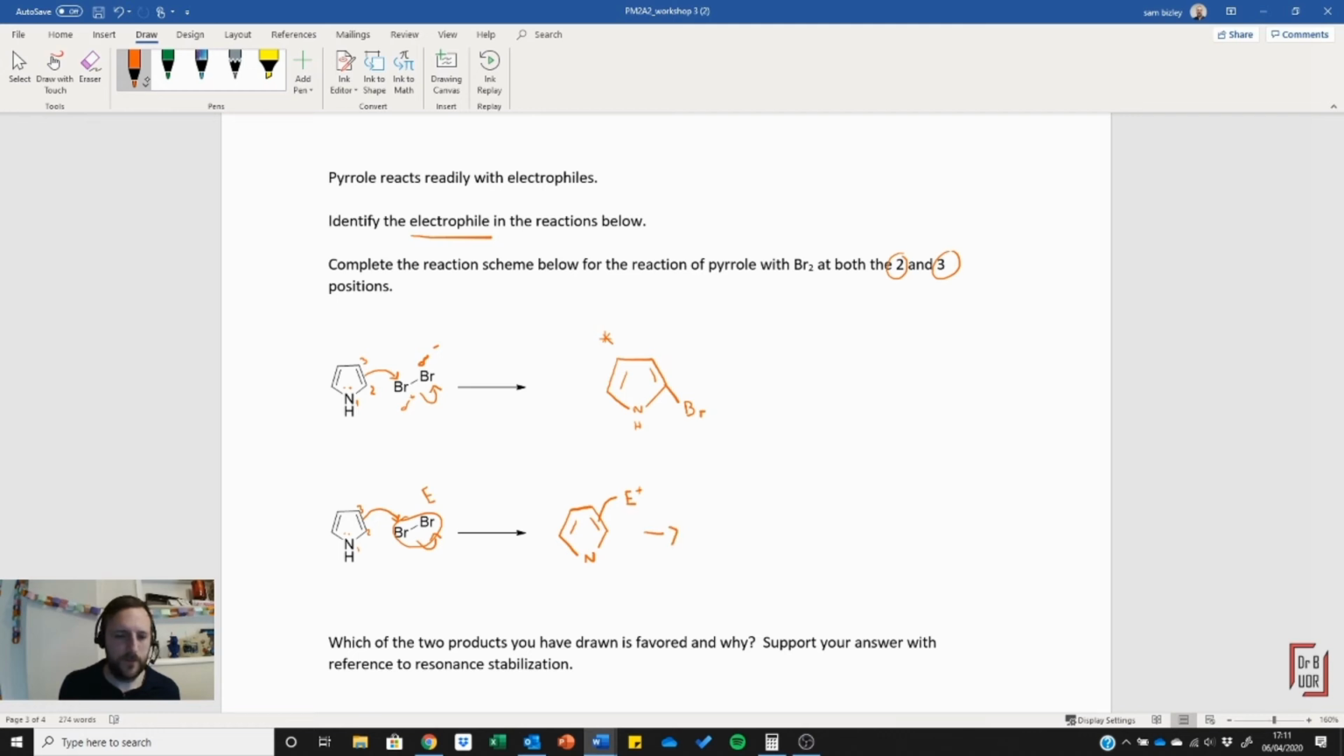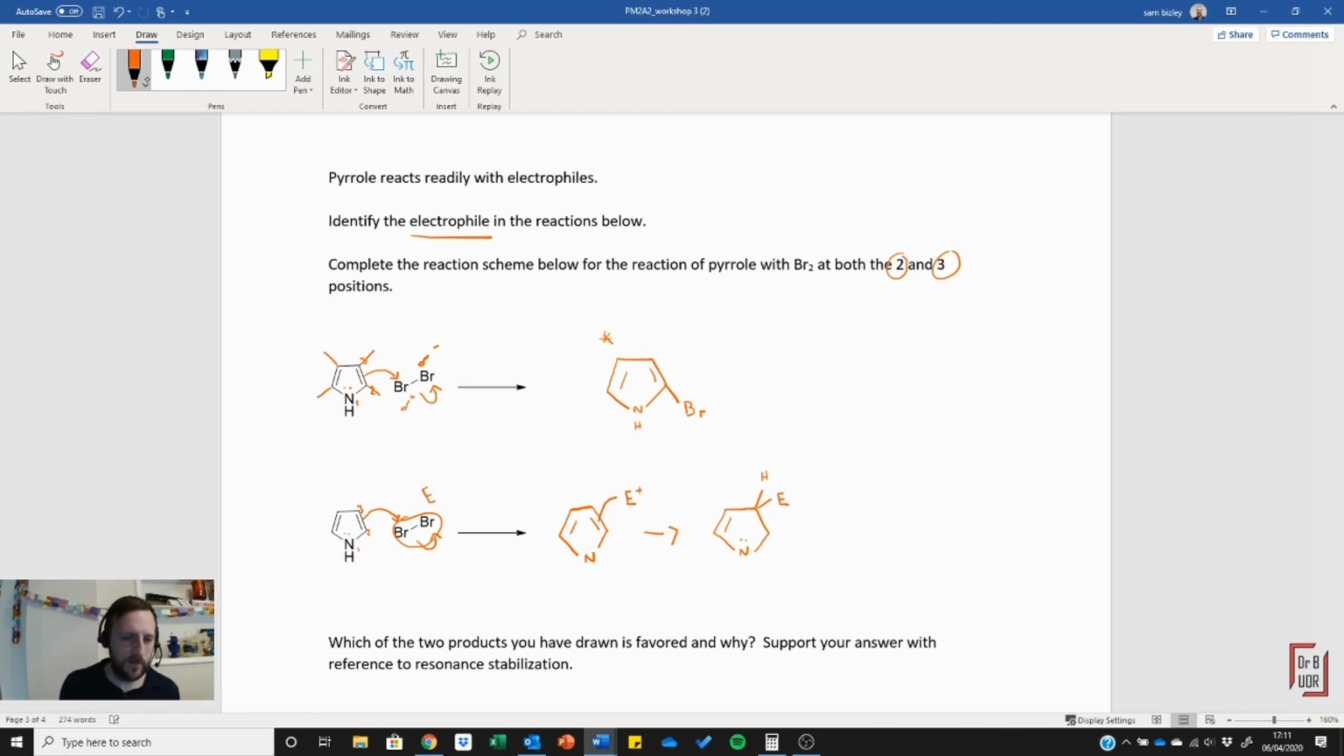So if we move on to our next structure, what do we have at this point? Now we have our electrophile bound. Now remember, for all of these structures, they've also got one hydrogen bound as well. So we've still got our hydrogen bound. We've lost our double bond here.